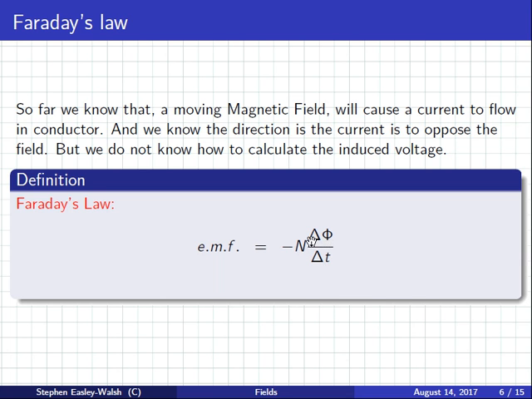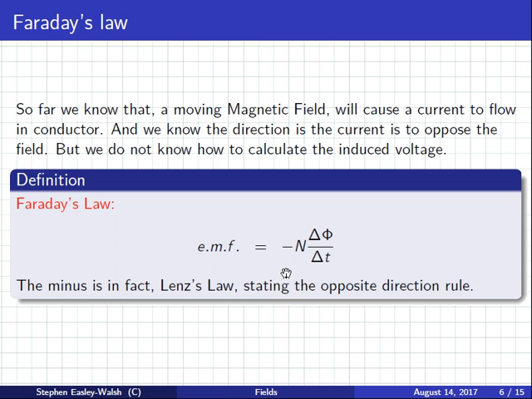Now the only purpose of the minus is Lenz's law. The minus is just to tell me that the current will be in the opposite direction of the change of the magnetic field. So if the magnetic field is moving in the positive direction, then the current is moving in the negative direction. The minus, in fact, is just Lenz's law, stating the opposite direction rule. Okay, so this is Faraday's law. This will be obviously key for this lesson today.